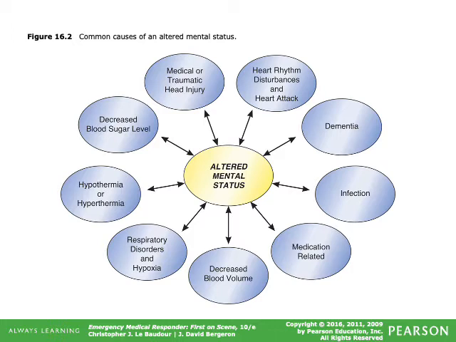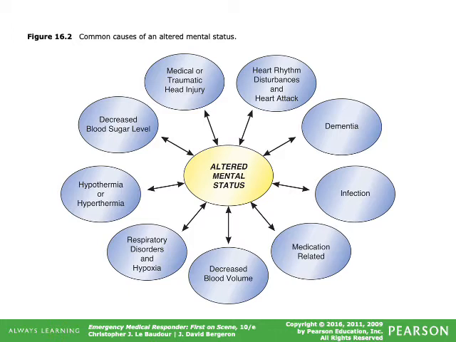Respiratory disorders and hypoxia. Again, this relates to lack of oxygenation. Hypothermia or hyperthermia. Hypothermia is going to be related to cold. Hyperthermia is related to hot. This can just affect the brain and cause somebody to be less aware and their mental status to decrease.